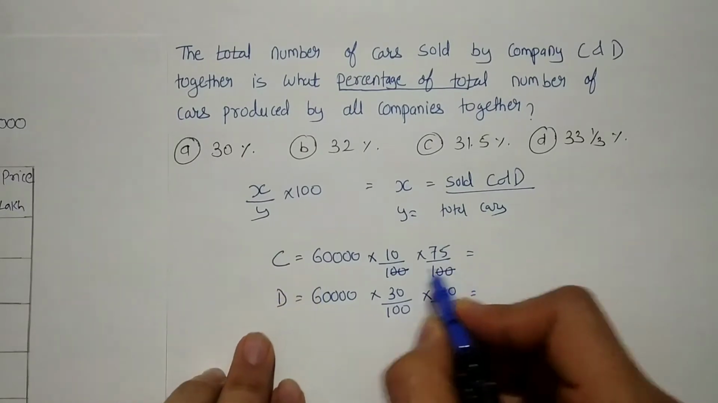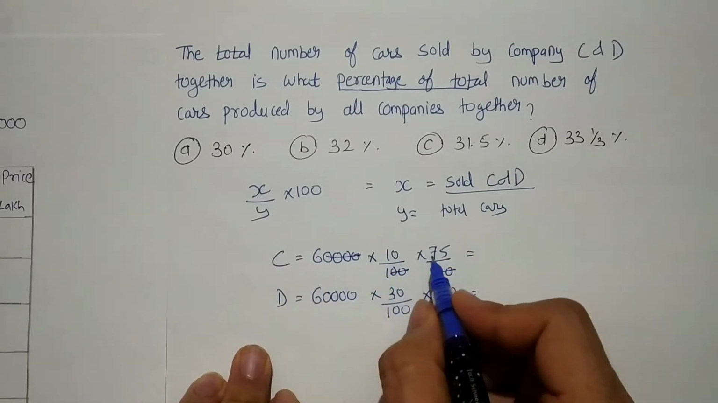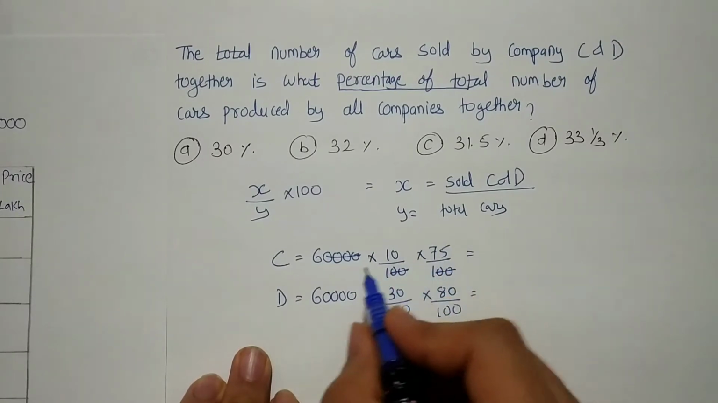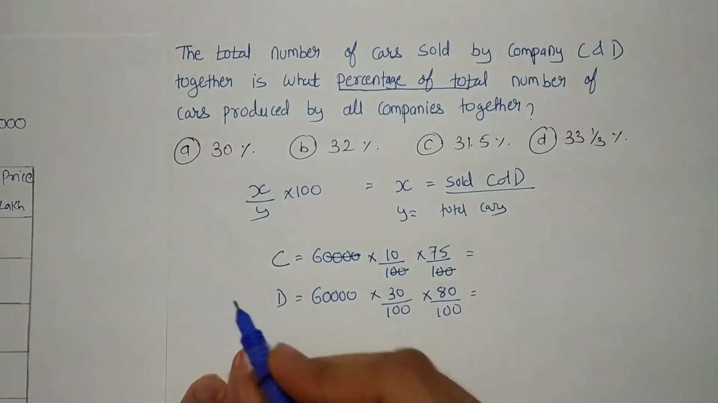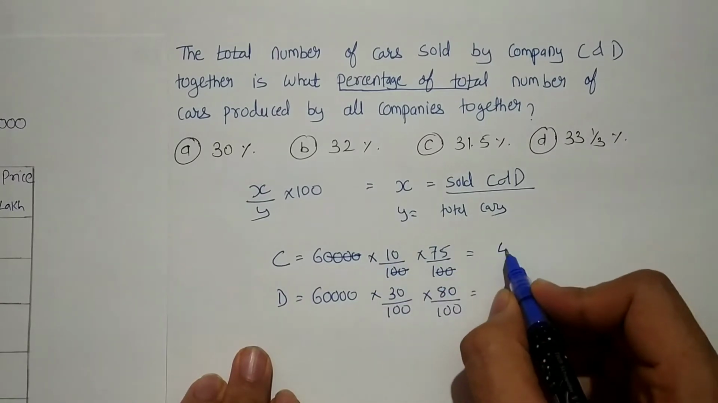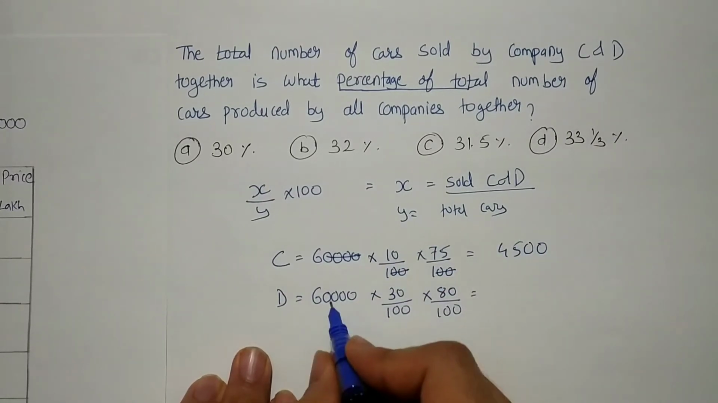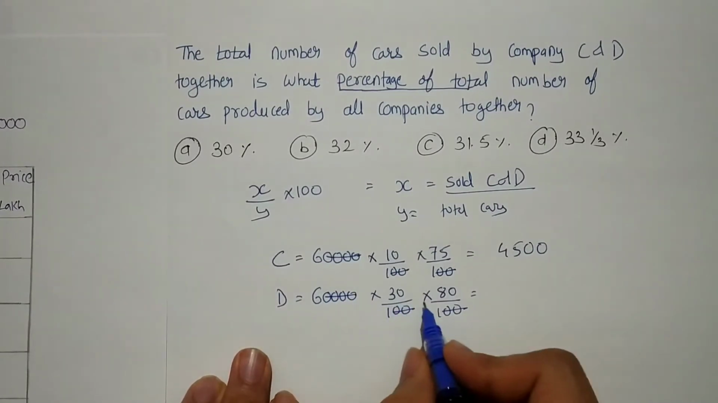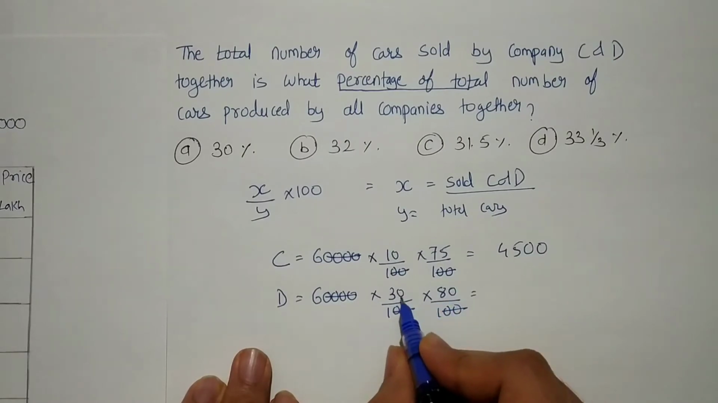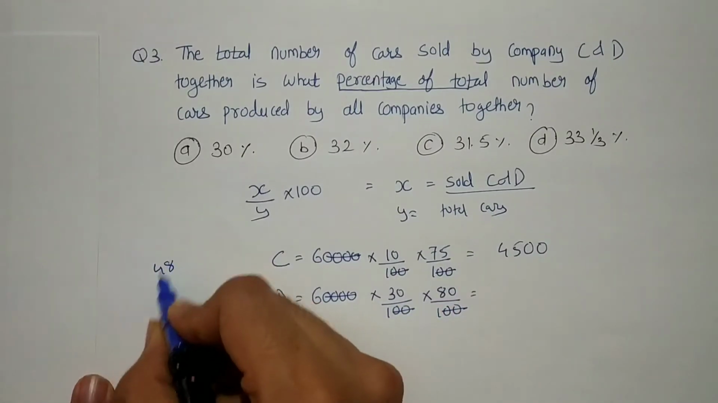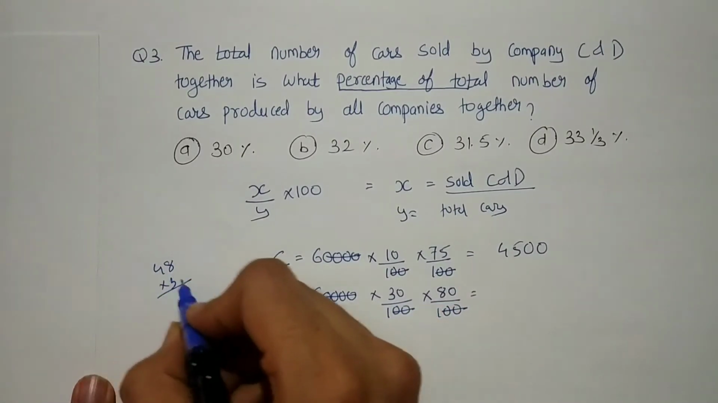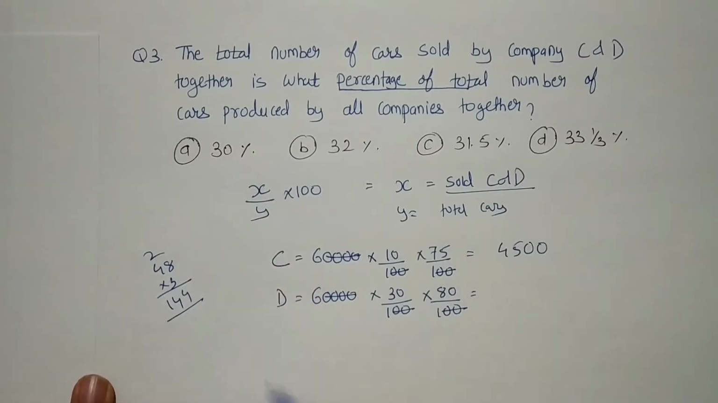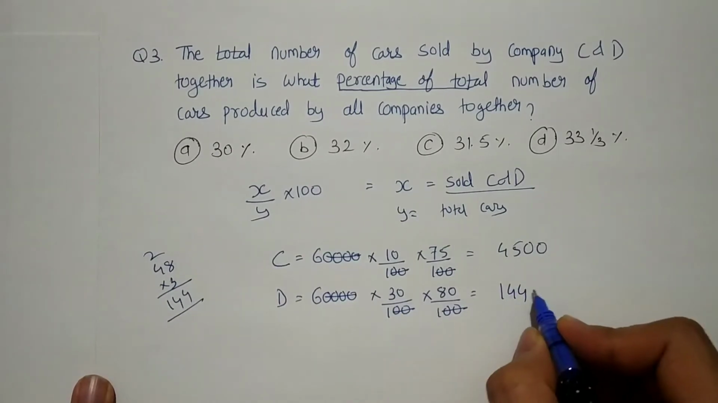So the zeros cancel, and 4 and 0 get cancelled. So 75 into 6. Now 75 into 2 is 150, 150, 150, which is going to be 450 into 10, 4,500. In a similar way, the zeros cancel, and 4 and 0 get cancelled. So 6 8s are 48. 48 into 3. So let's see what is 48 into 3. 8 3s are 24, carry 2, 4 3s are 12 plus 2, 14. Right? So it is 144 and 2 zeros.